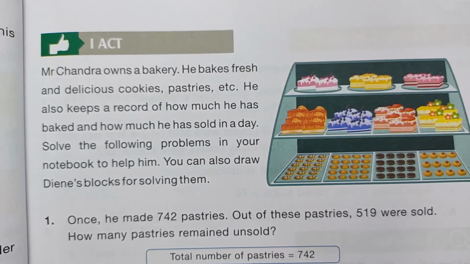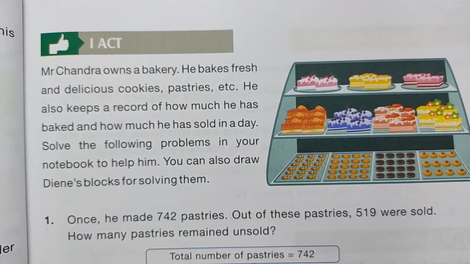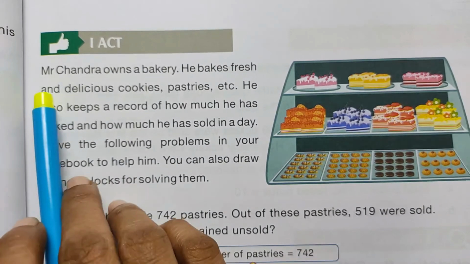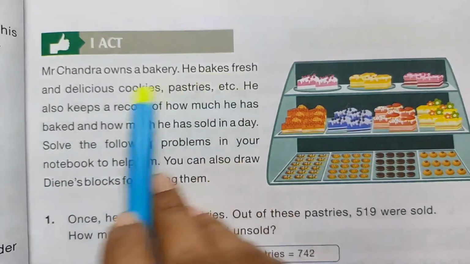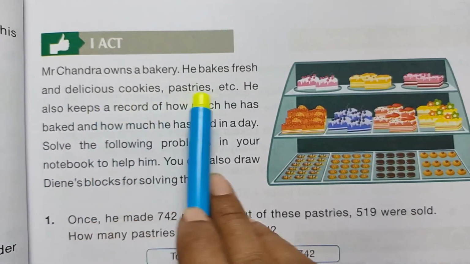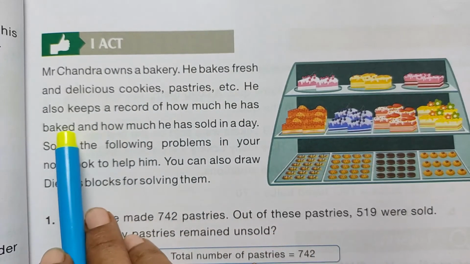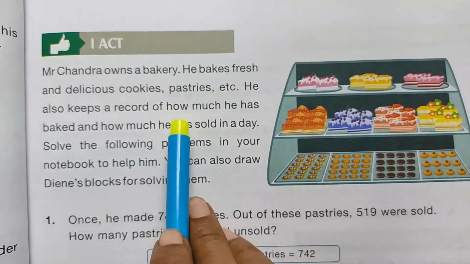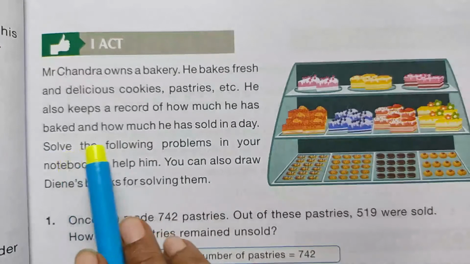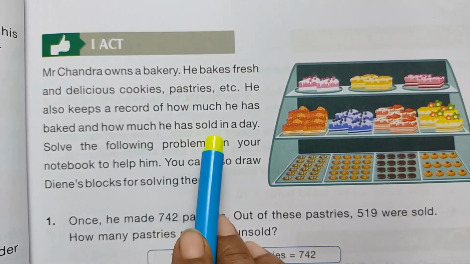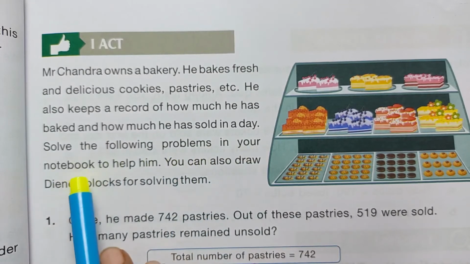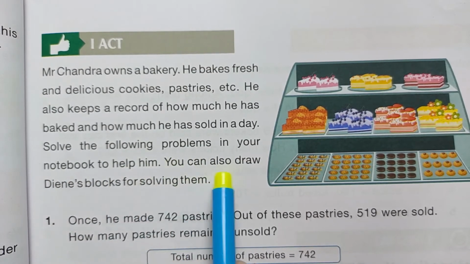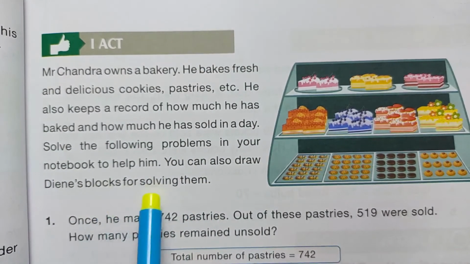Now open page number 93. Put your finger on the line. Mr. Chandra owns a bakery. He bakes fresh and delicious cookies, pastries, etc. He also keeps a record of how much he has baked and how much he has sold in a day. Solve the following problems in your notebook to help him. You can also draw dienes blocks for solving them.